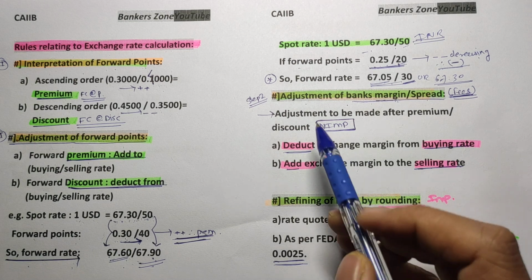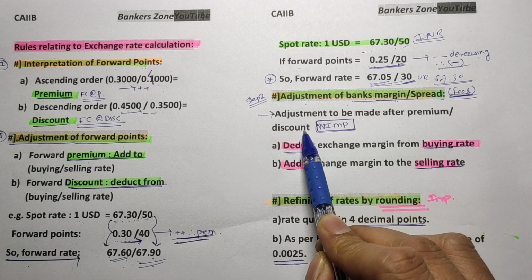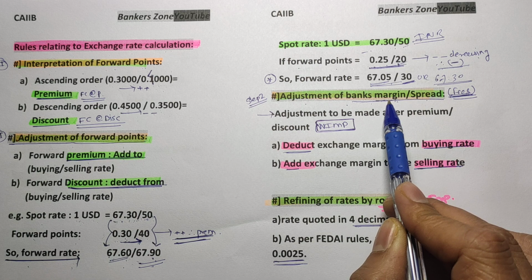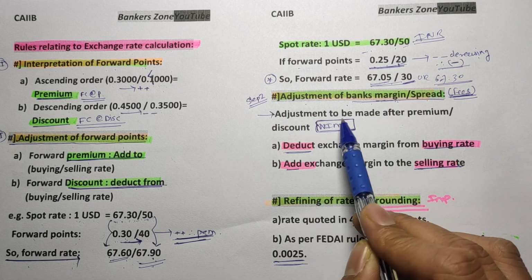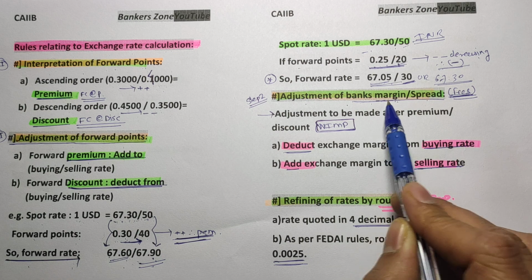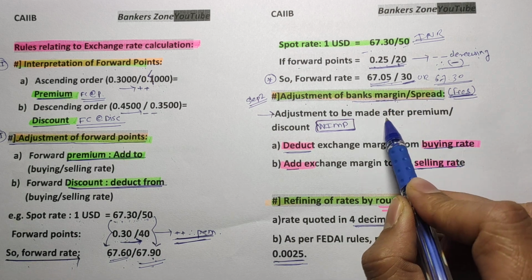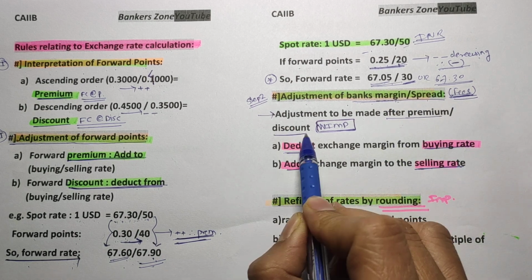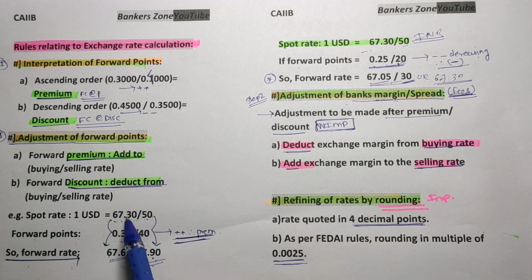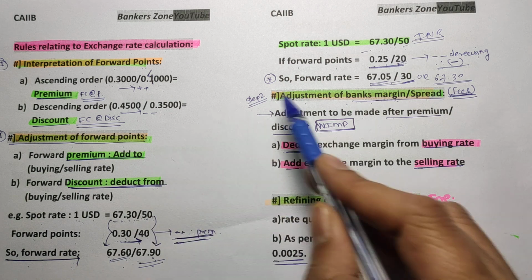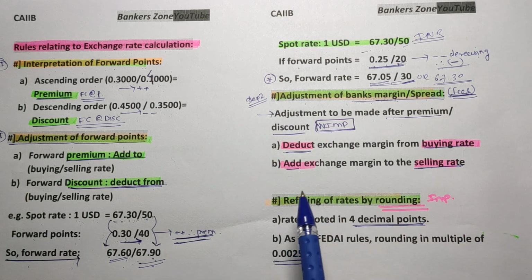So remember friends, very important, many people are commenting about when to adjust the bank margin, that is, what will be the sequence. The adjustment of the margin or the bank fees or the spread should be done after the premium or discount adjustment. That is very important. You have to remember, very first you have to adjust the points, that is premium or discount, then you have to do the bank margin adjustment.